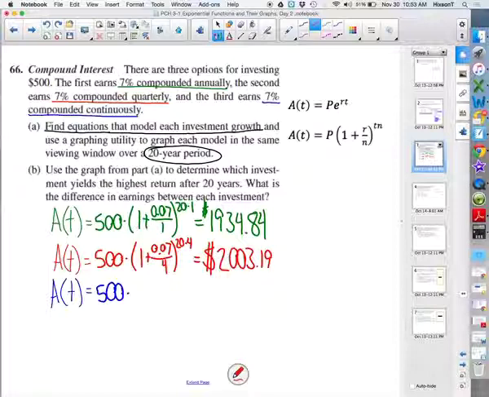So we made a little bit more by compounding it more often. And then we have the last one, 7% compounded continuously. How's this one going to differ from the previous two? We have to use the first equation. So it's 500 times e to the 0.07 times 20 power.